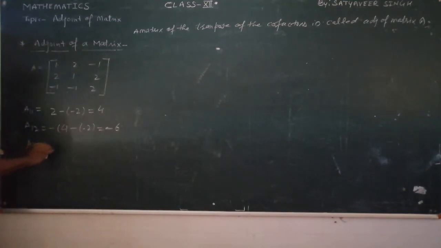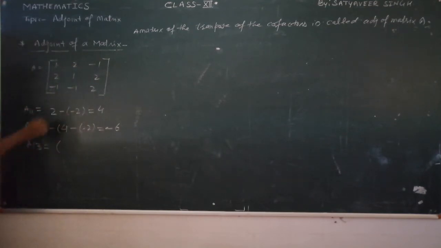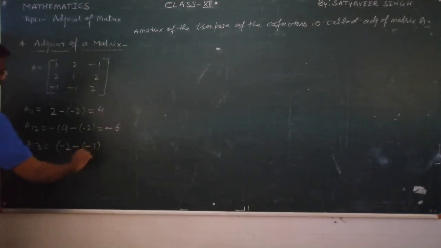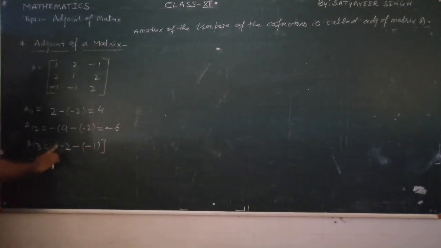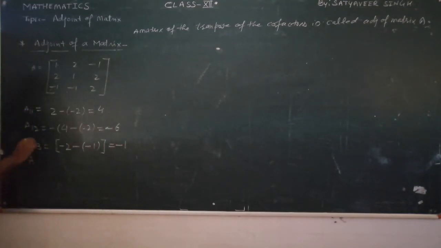What is A13? This I will eliminate now. This is first row and third column, so it comes positive. I will not write a negative sign here. 2 into minus 1, it is minus 2. And minus as per rule, and minus 1 into 1, it is minus 1. So we can write like this: minus 1 into minus 1, it is 1 only. So minus 2 and plus 1, it is minus 1.